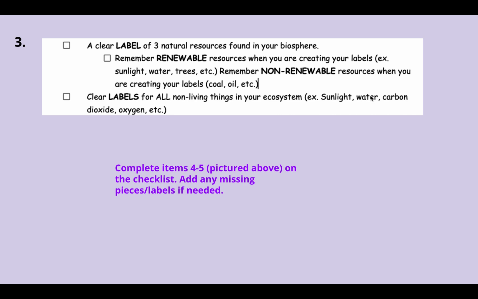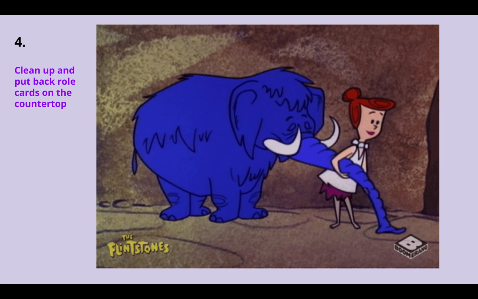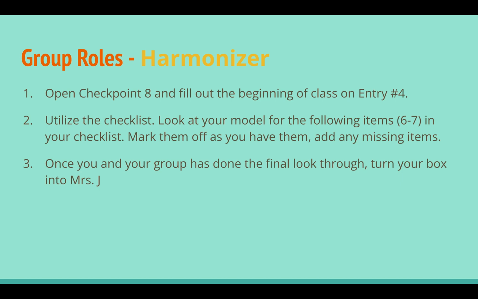So sunlight, water, carbon dioxide, oxygen are all great non-living things that are in your ecosystem that you'd want to label. And then just make sure you are cleaning up at the end and returning those, like scissors, glue, things like that, back to the white bins.